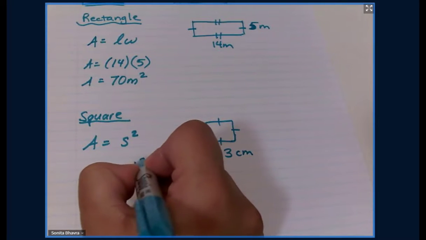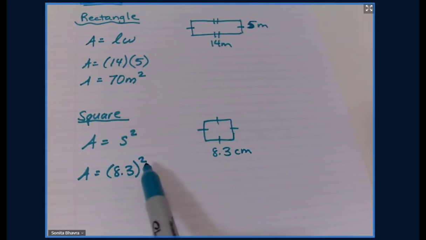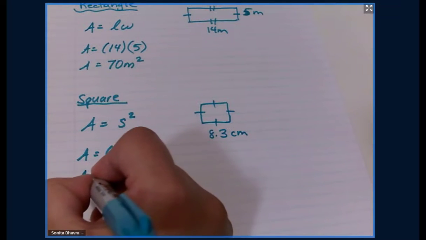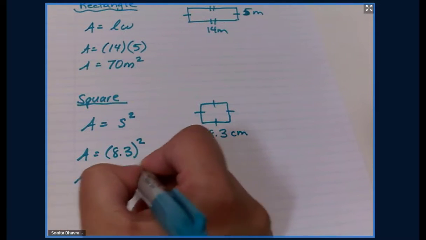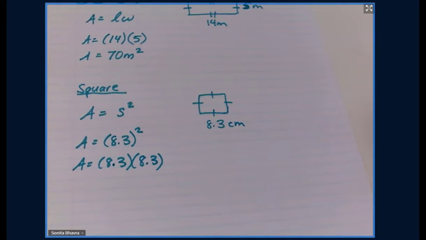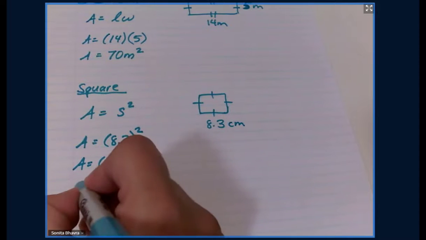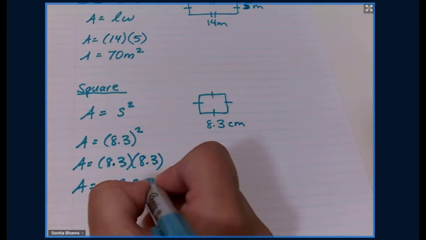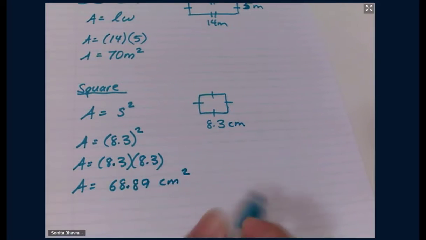Now remember, when you have an exponent or power, it means 8.3 times 8.3. It's not 8.3 times 2. It's 8.3 times 8.3, and that gives an area of 68.89 centimeters squared.